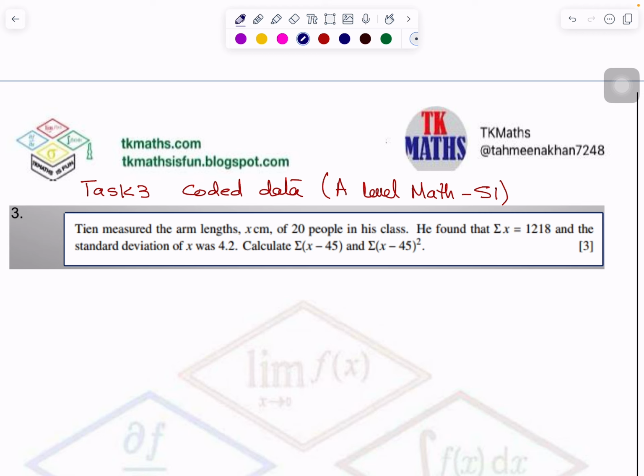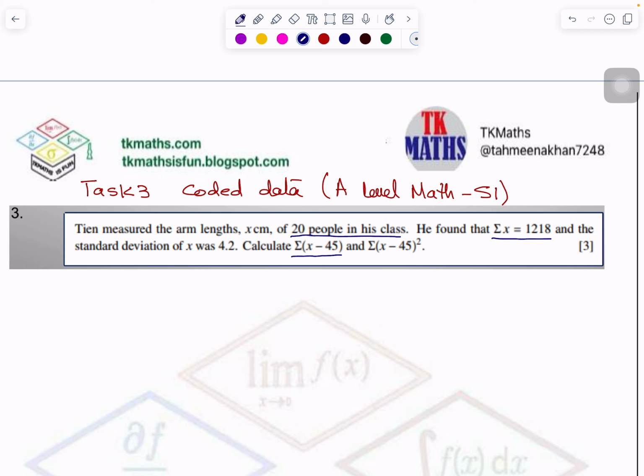So you have read the question. Tien measured arm length x centimeters of 20 people, so now n is given to you in this question. He found that the sum of all the lengths he measured of 20 people equals 1218, and the standard deviation is 4.2. You have to find the value of sigma (x minus 45) and sigma (x minus 45) squared.